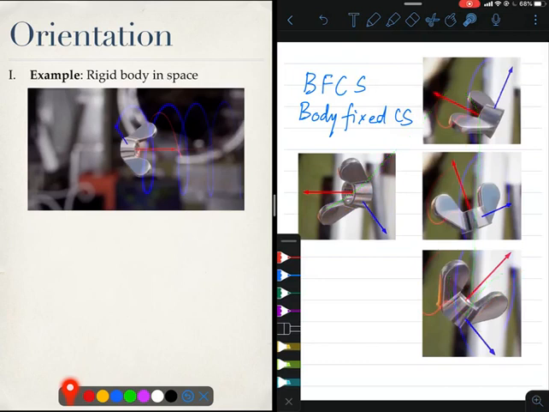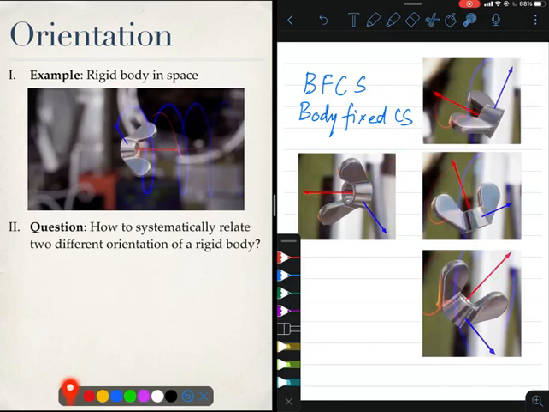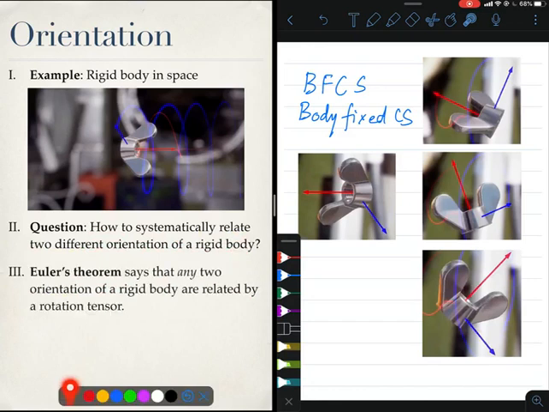Okay, and so that's the main question here, how to systematically relate two different orientations of a rigid body. Okay, let's begin with that question. Before we can study the orientation changing with time, can we relate this orientation of the rigid body to that orientation? Can we relate this orientation to its orientation at time t equal to 0? So this is time t equal to 0. This is time t1, t2, t3. So how can we relate any of these times? How can we relate these two, these two, these two? Okay, so that's the question for today's lecture.